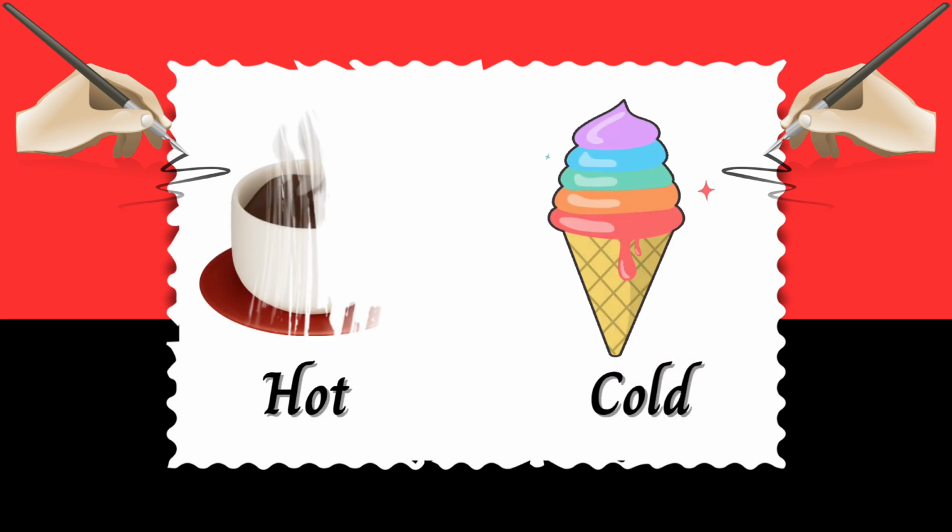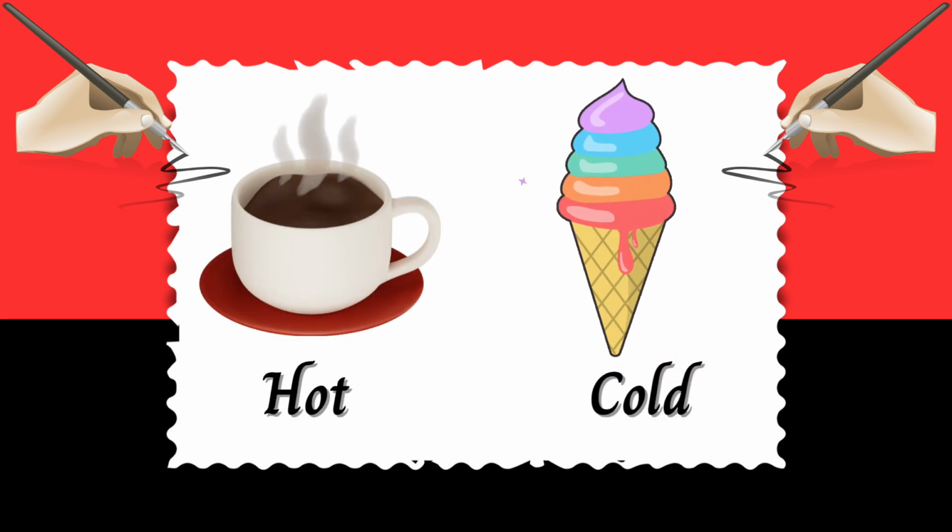4. Hot and cold. Hot means having a high temperature. Cold means having a low temperature. Example, the tea was hot but the ice cream was cold.